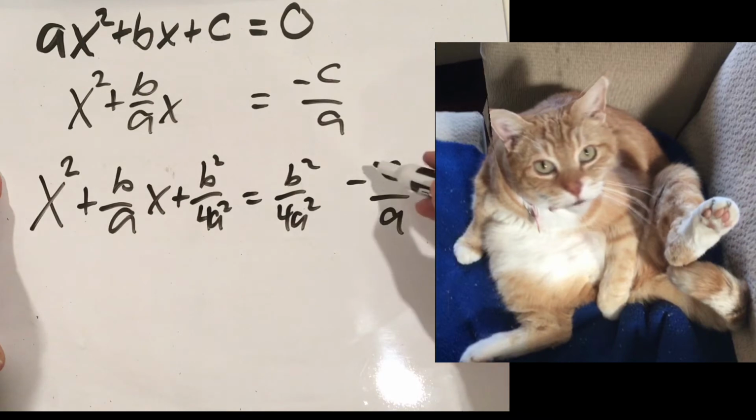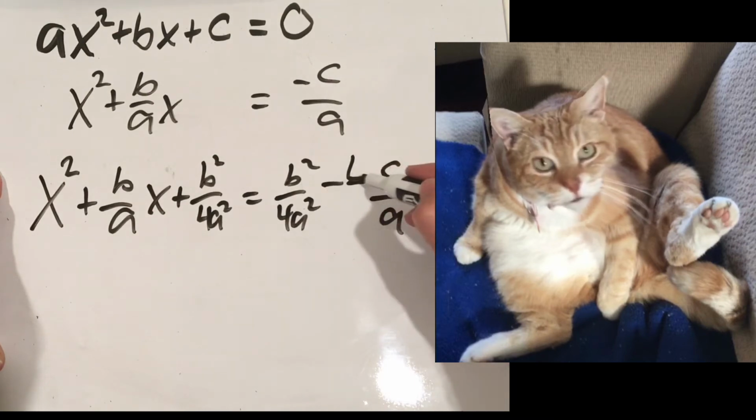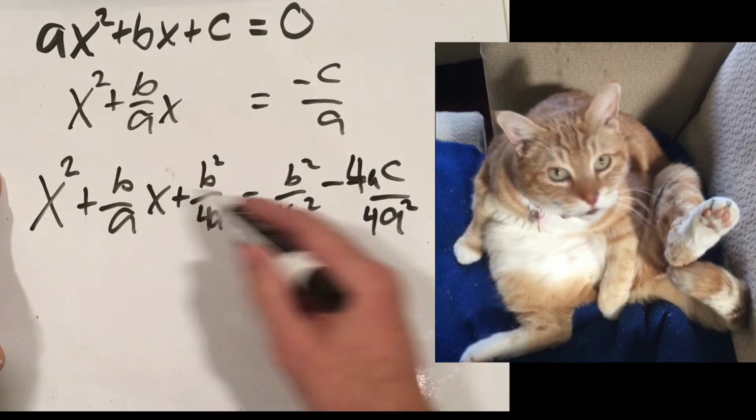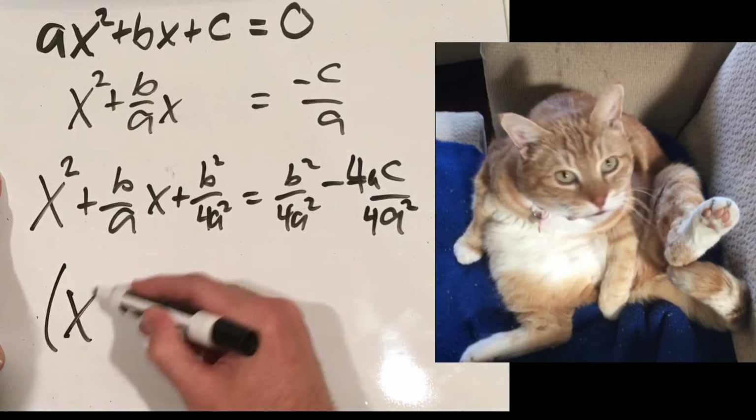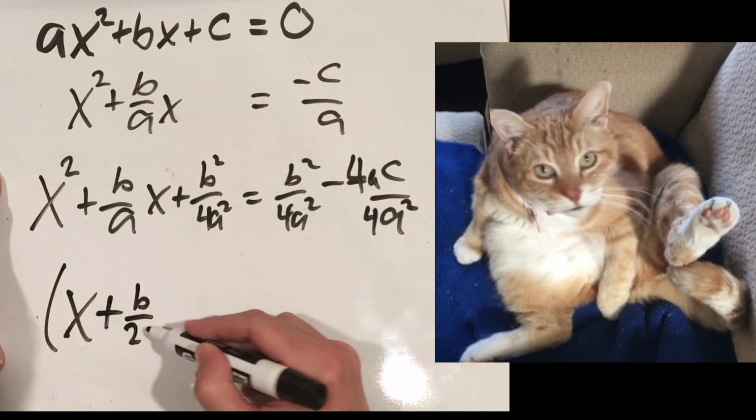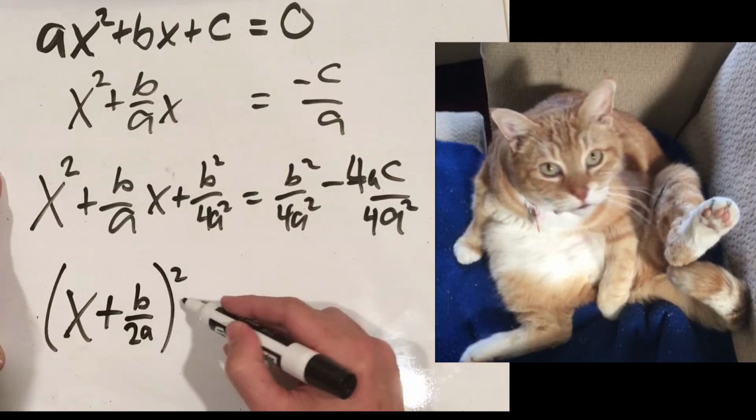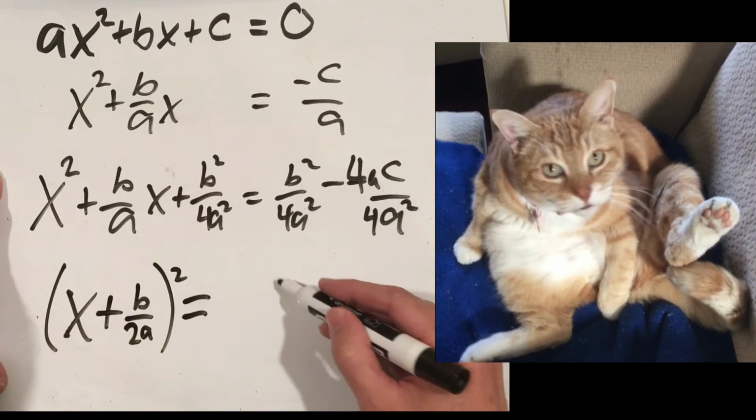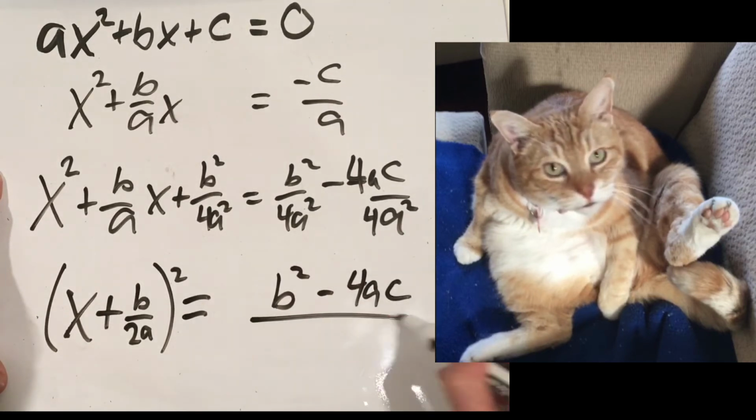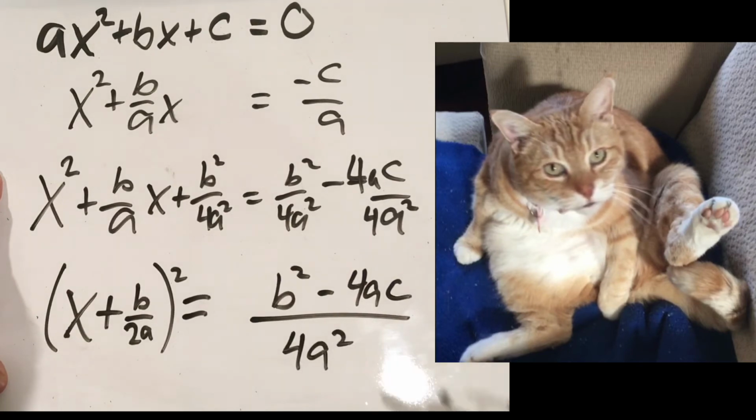Find the least common denominator. Multiply this through by 4a. And the reason why we did this to the left-hand side was to make this a perfect square: x plus b over 2a, quantity squared, equals b squared minus 4ac over 4a squared.